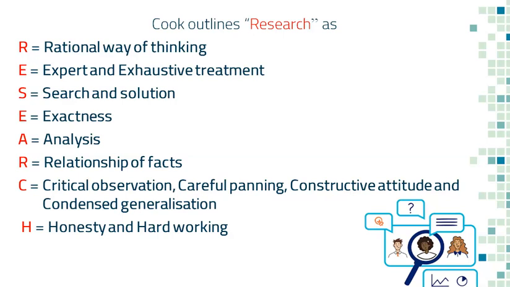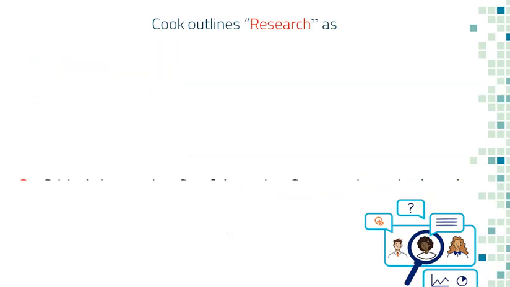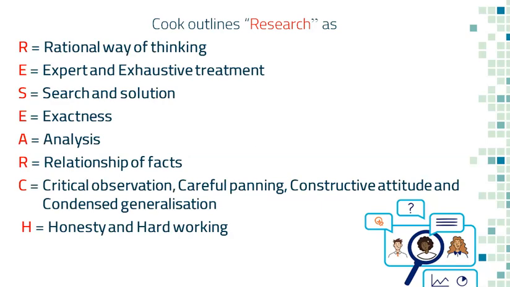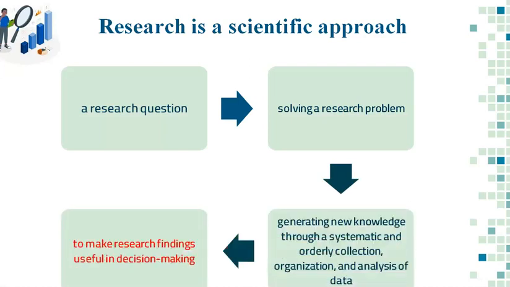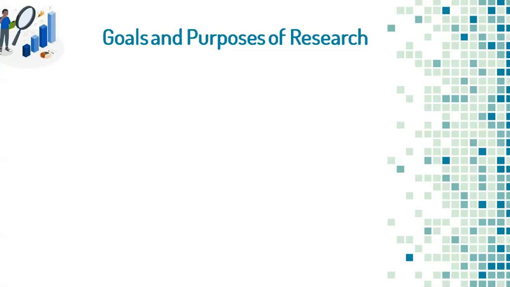You see, all of these are definitions given by different authors, and we are going to synthesize them and give our general definition: research is a scientific approach to answering a research question, solving a research problem, or generating new knowledge through systematic and orderly collection, organization, and analysis of data to make research findings useful in decision making. Now, I hope you understood what research is, and let's discuss the different goals and purposes of research.